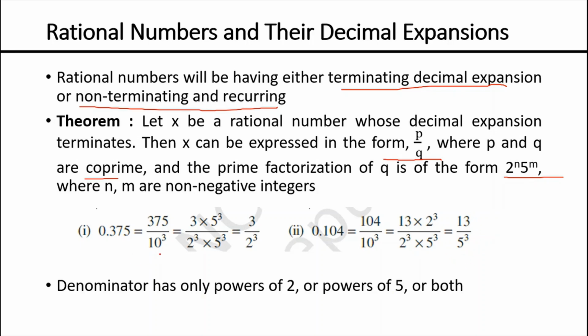From both these examples, we can observe that the denominator will be having either a power of 2 or a power of 5 or both. That is why we can say that if x is a rational number whose decimal expansion terminates, it can be expressed in the form of p by q, where q is of the form of 2 to the power n and 5 to the power m.